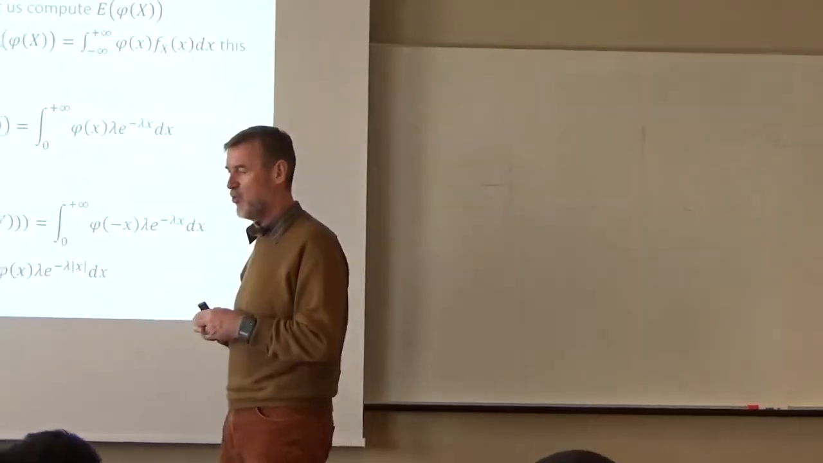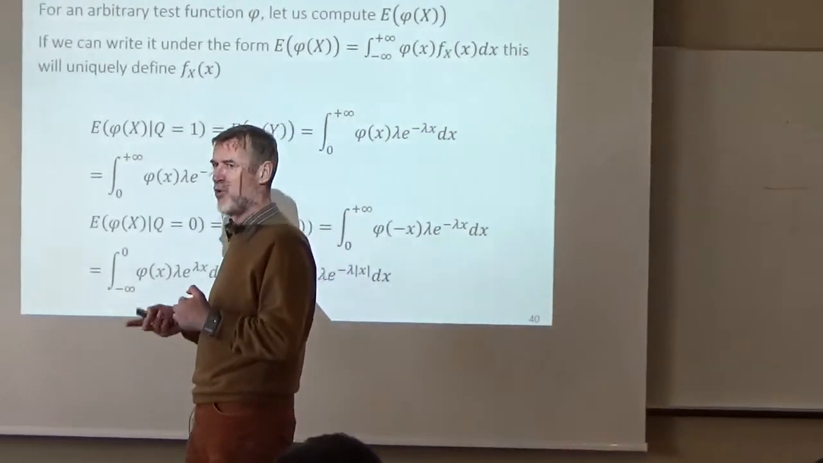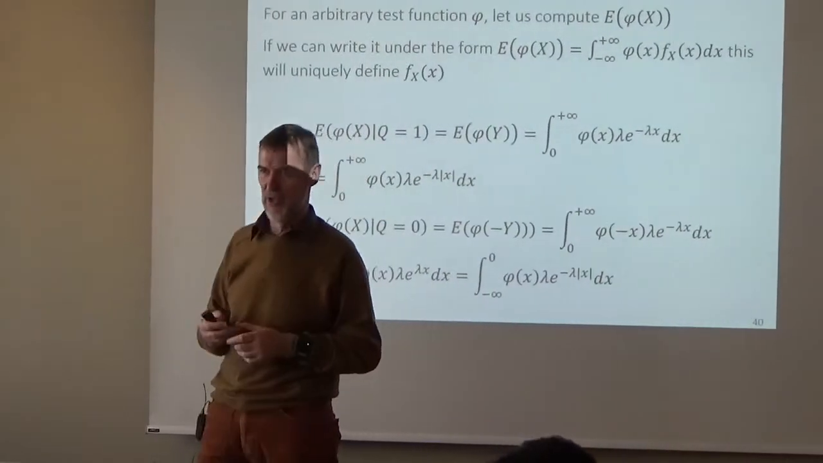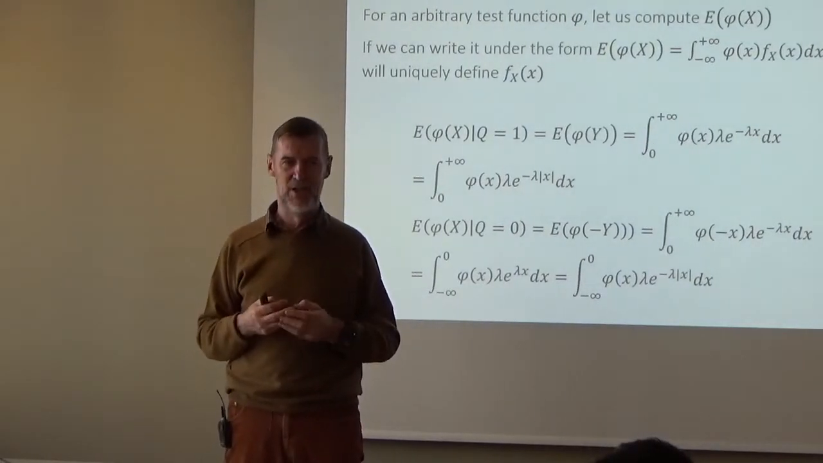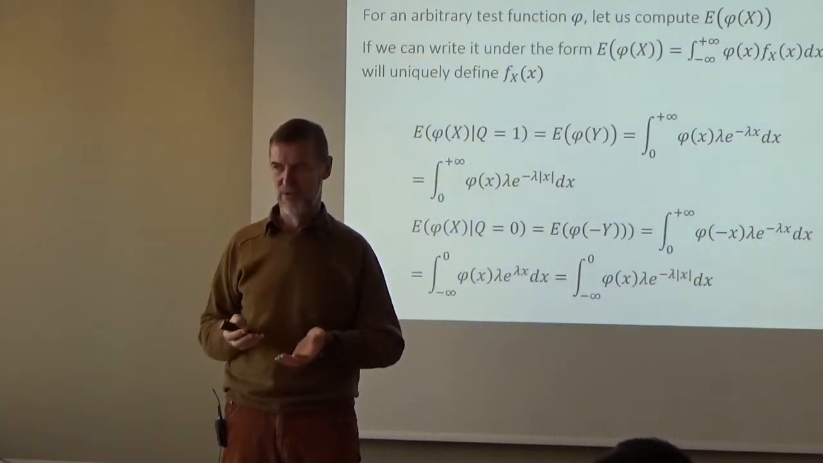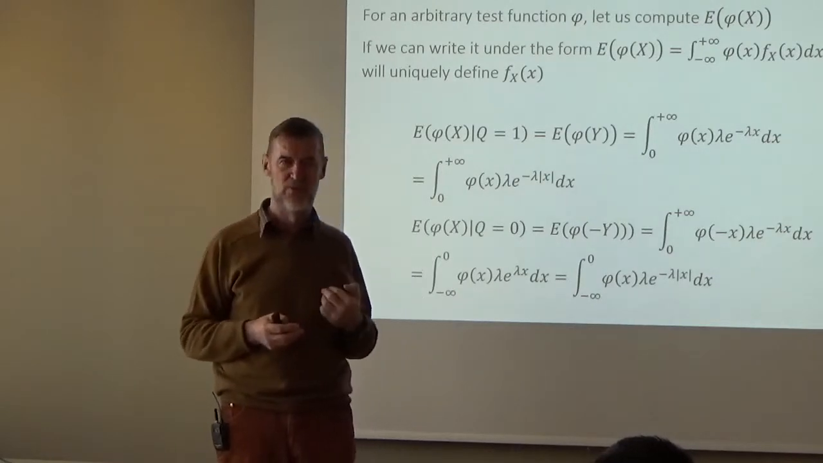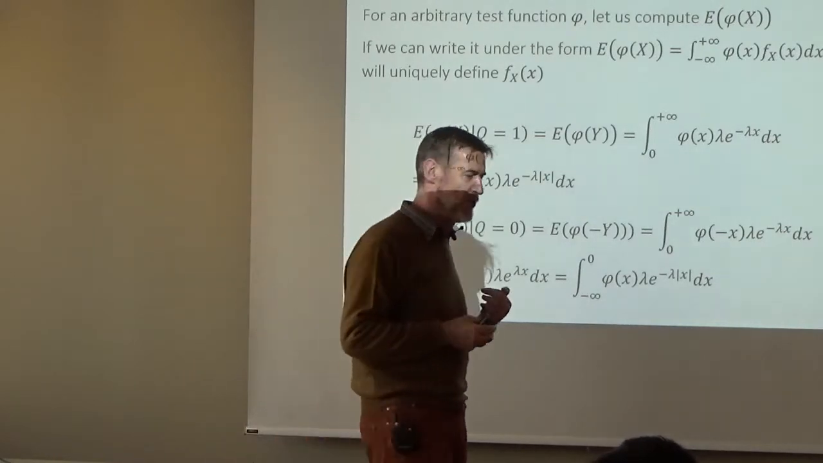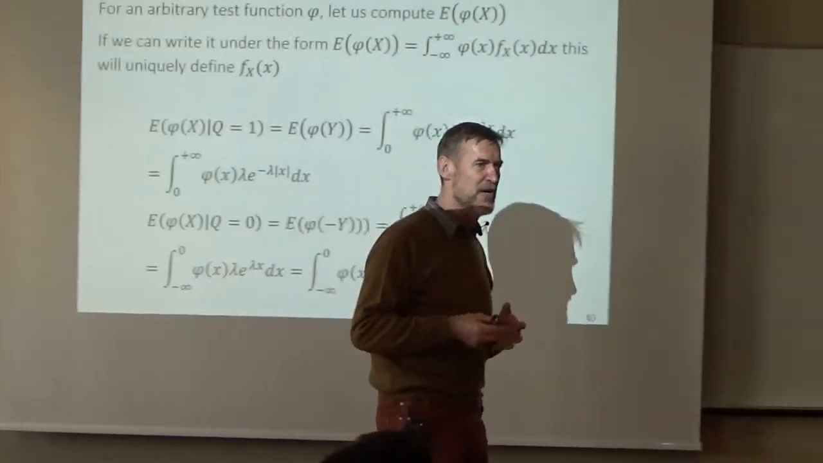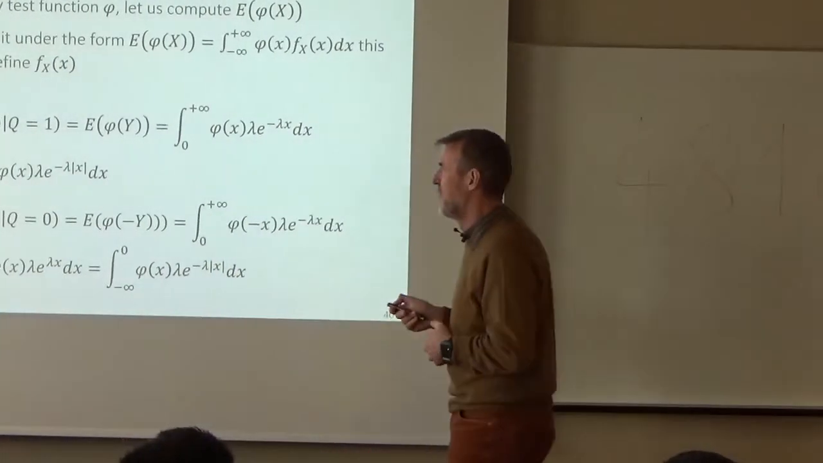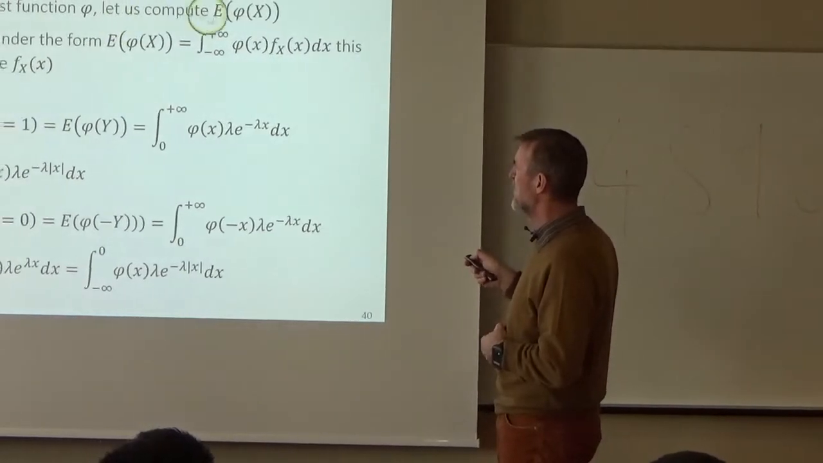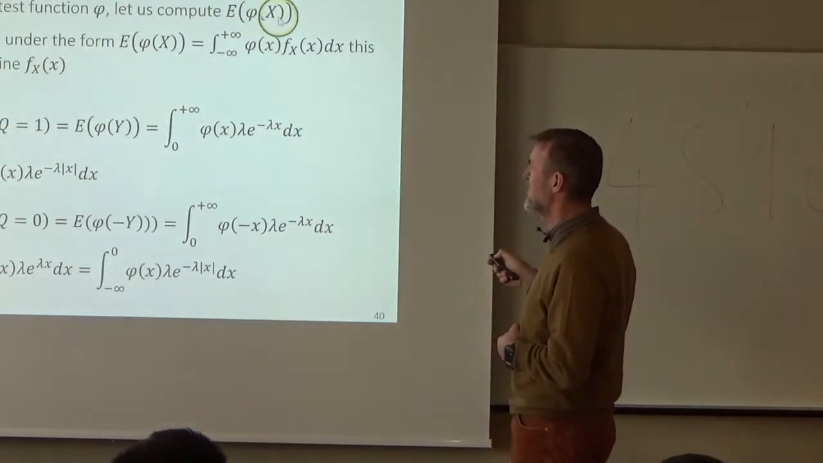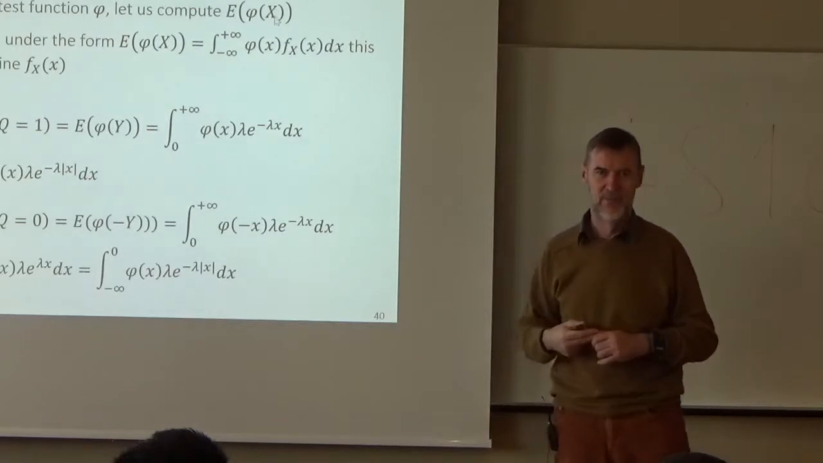In probability, we reason about PDF or CDF, right? That's the classical way to reason about it. But mathematicians, when they think about probability, have a more abstract way of reasoning about it, which is useful also practically. The distribution of a random variable is given if I can compute the expectation of any test function of the random variable.